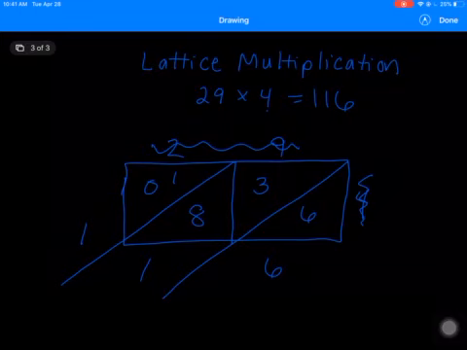So join me for the next video, and I'll be showing you how to do a 3-digit by a 1-digit multiplication problem using the lattice method.